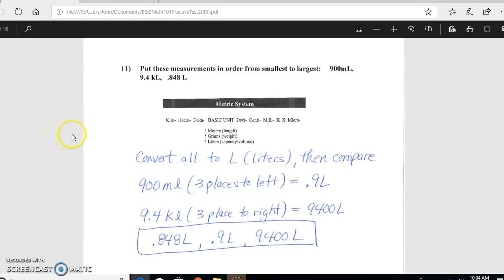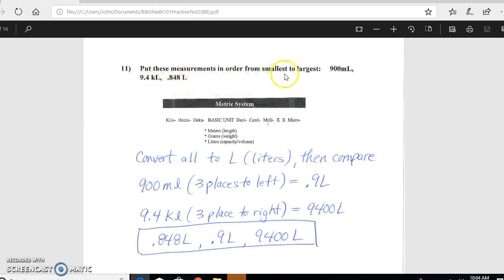This is the practice test for measurements. Here we're working on problem number 11, and the problem says, put these measurements in order from the smallest to largest, and we're given three measurements of volume: 900 milliliters, 9.4 kiloliters, and 0.848 liters.